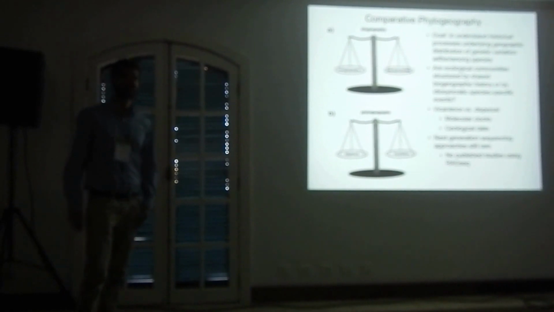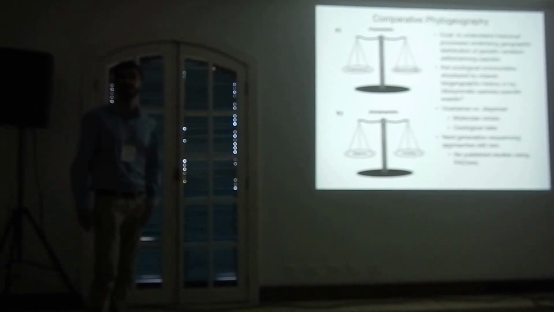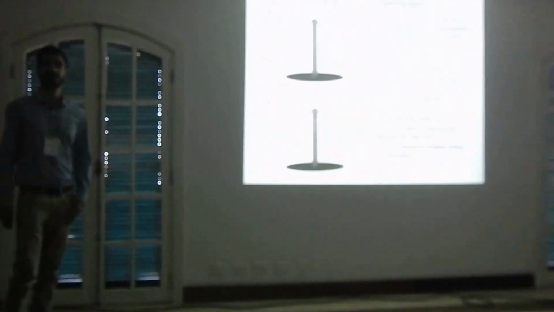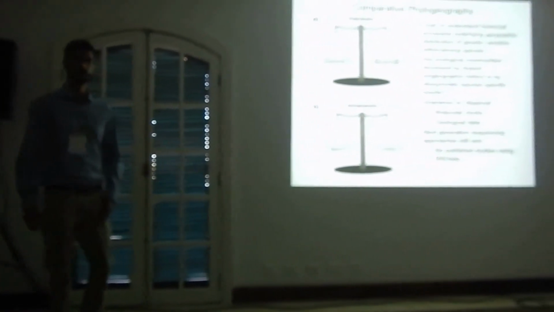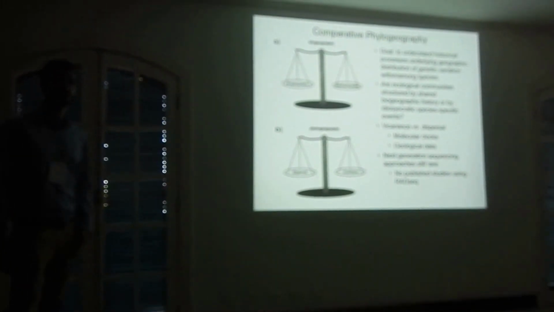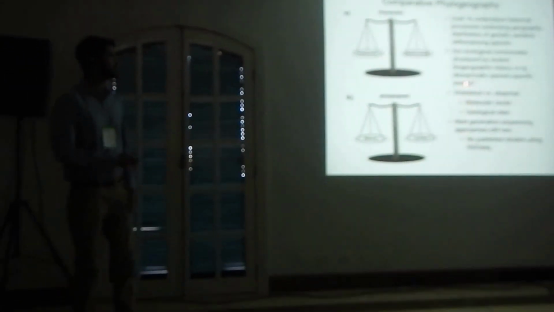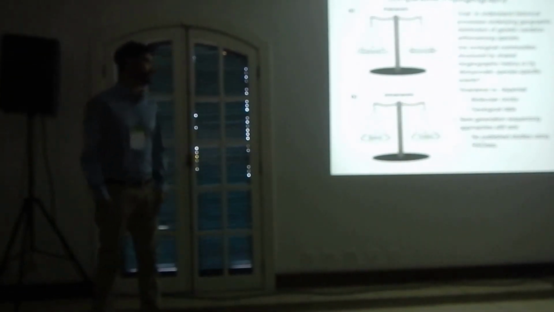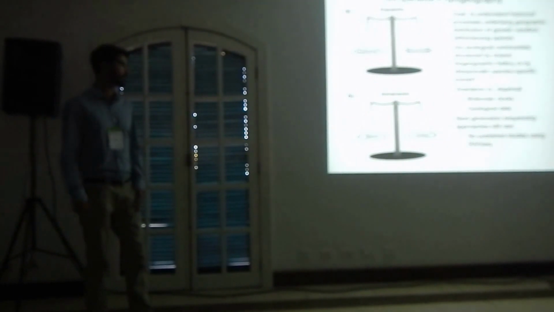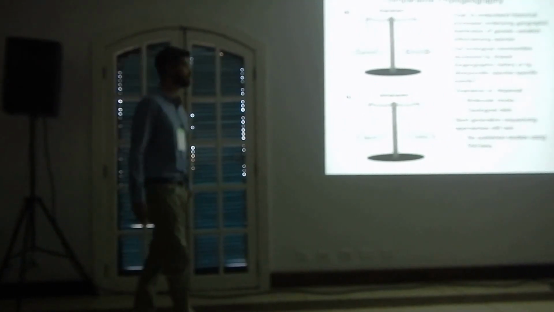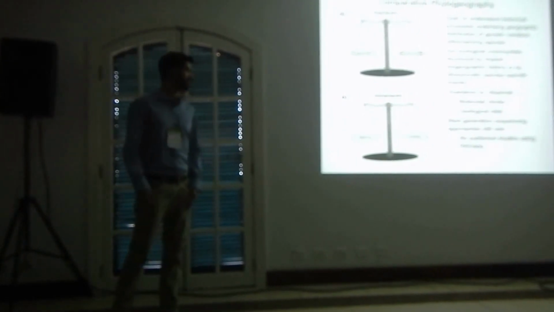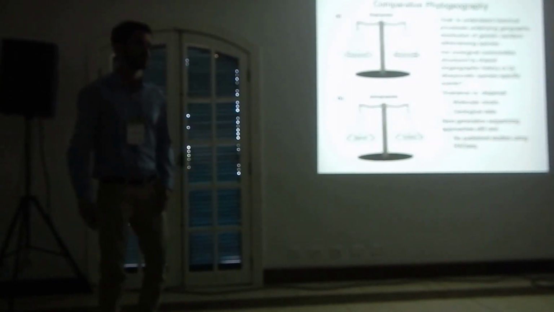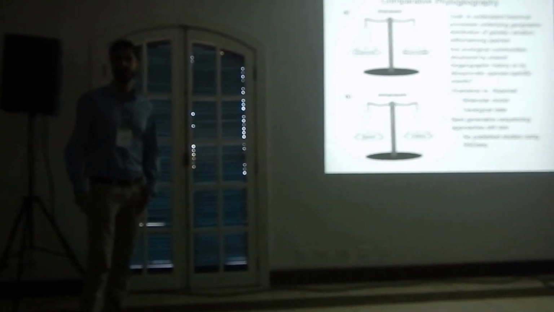And a key question of the field is, are ecological communities structured by shared biogeographic history or by idiosyncratic species-specific events? Two key alternative hypotheses that are frequently tested in this field are vicariance and dispersal, which can be tested using a combination of accurate molecular clocks and geological data for calibrations. Although next-generation sequencing approaches are still rare in this field, and to the best of my knowledge, there are no published studies that use RAD-seq in a comparative phylogeographic context. If you are aware of any, I'd love to hear about it later.